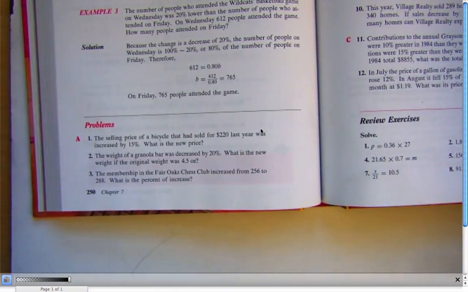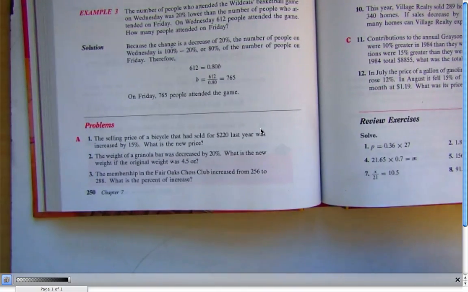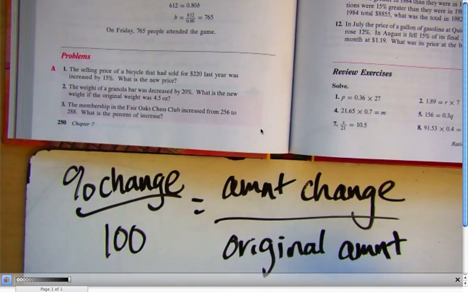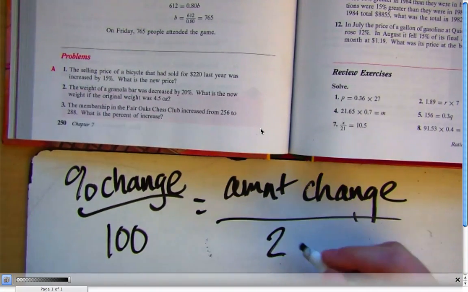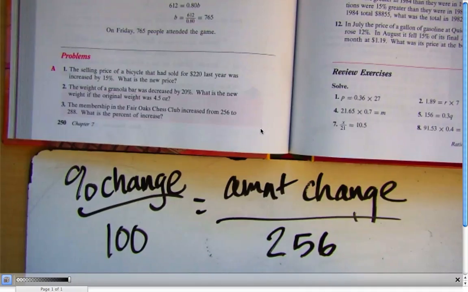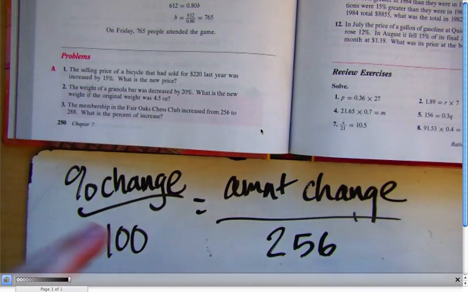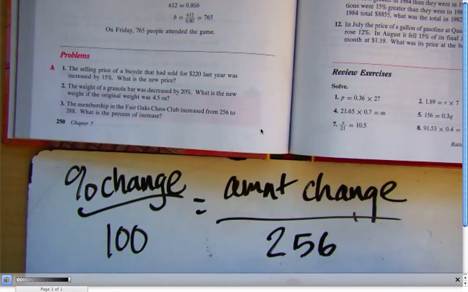All right, so we have the original amount. Original is what happened first, so the original was 256. So original amount, let's go ahead and replace that with 256. A common mistake people make is they'll just put the smaller number on top and the larger number on bottom. Do not do that. You've got to see what happened first. So what happened first was 256.